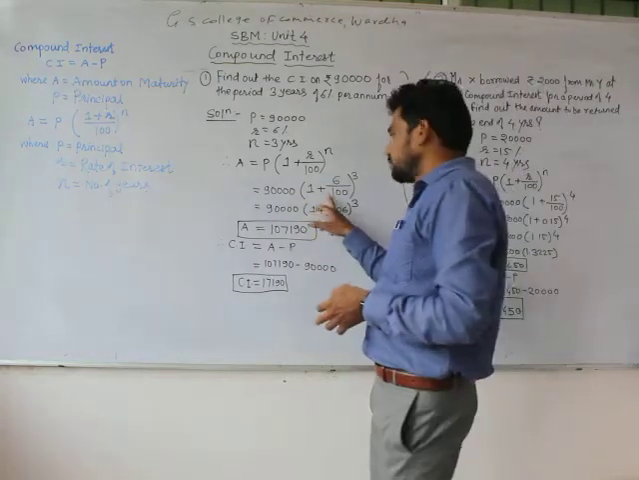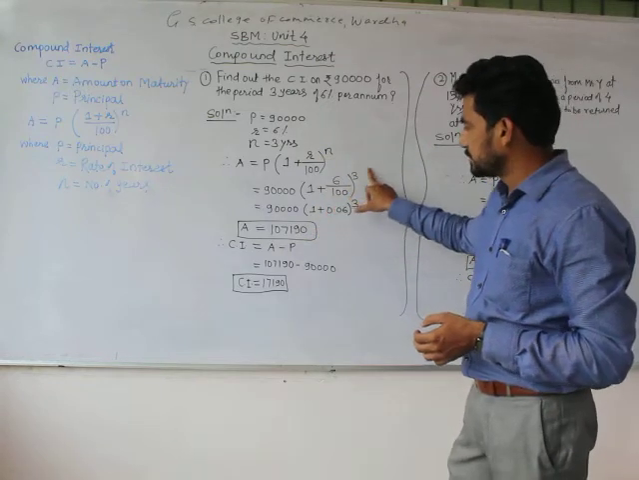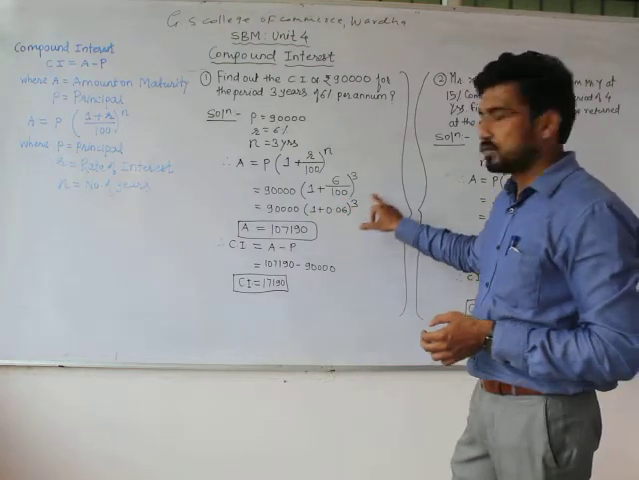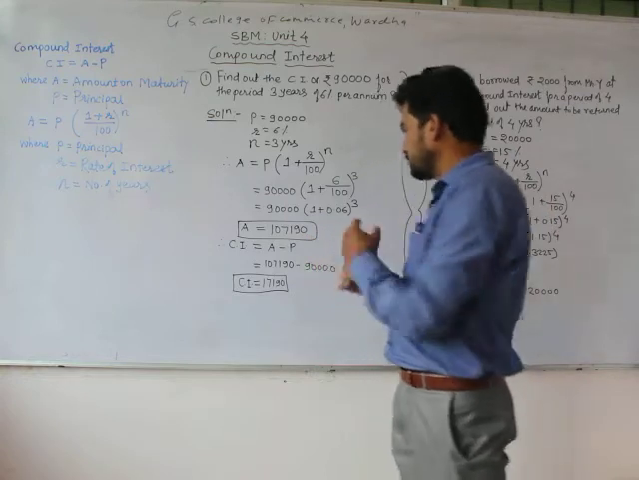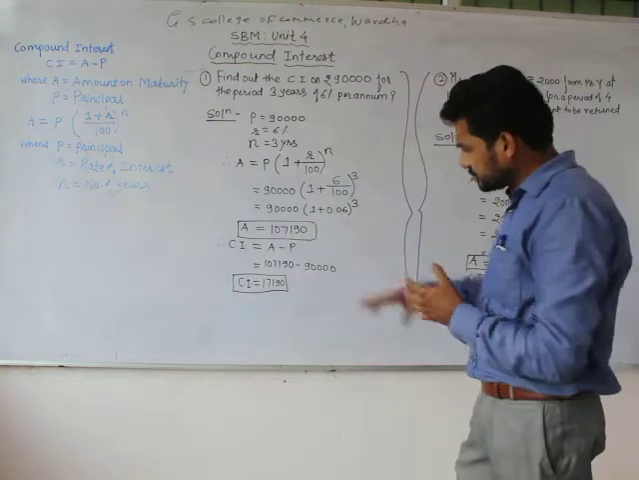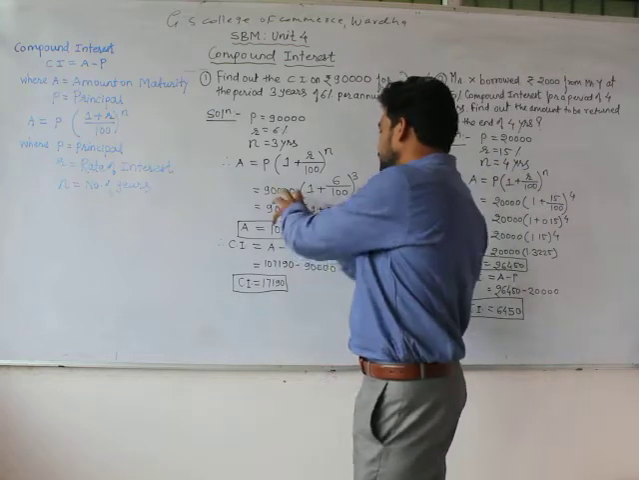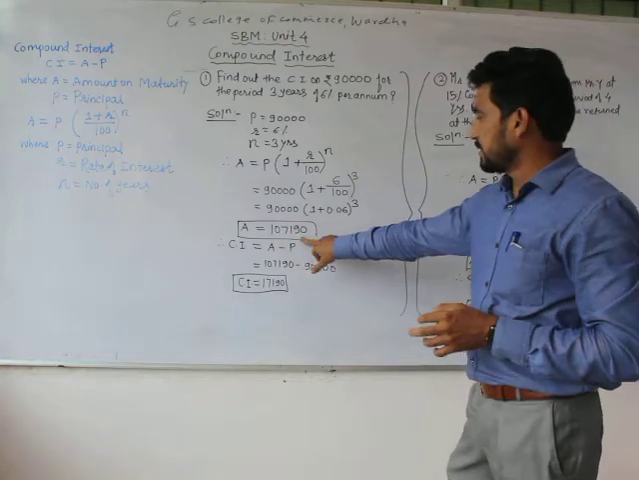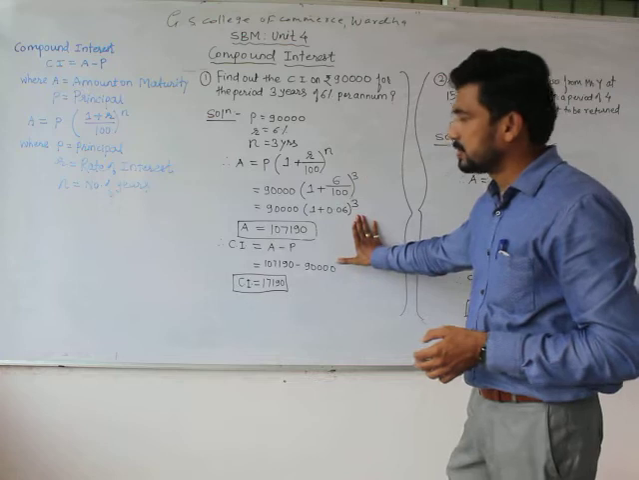We will strictly move to the brackets. 1 plus 6 divided by 100, to the power 3. So 1 plus 6 divided by 100 will be 1.06 to the power 3. Then 90,000 multiplied by 1.06 to the power 3. So it will be 1,07,190 after doing this calculation. That is the amount on maturity, 1,07,190 rupees.